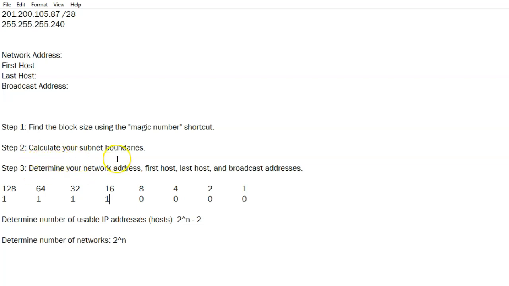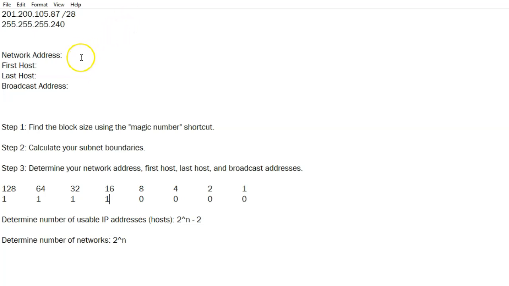Now we need to determine our network address, our first host, last host, and broadcast address. So we want to look for the subnet that is less than the IP address. It cannot be greater than the IP address because that would be the next subnet. So looking at our IP address, it's 201.200.105.87. So let's count by 16. We've got 0, 16, 32, 48, 64, 80, 96, and I'll go ahead and stop there. 87 is greater than 80 and less than 96.